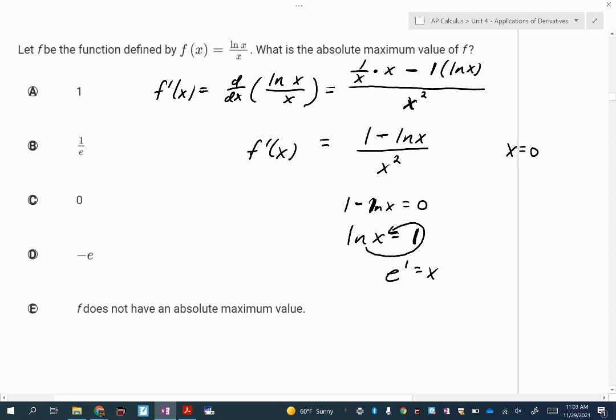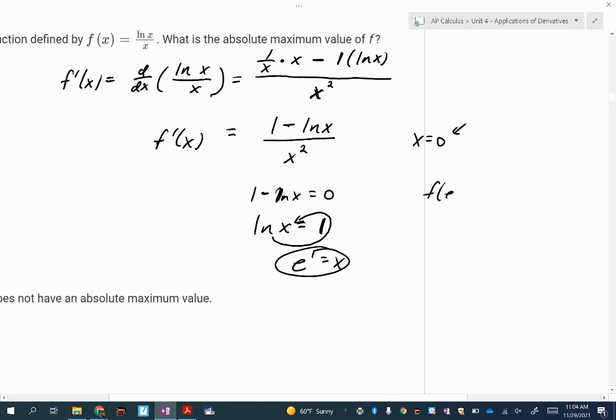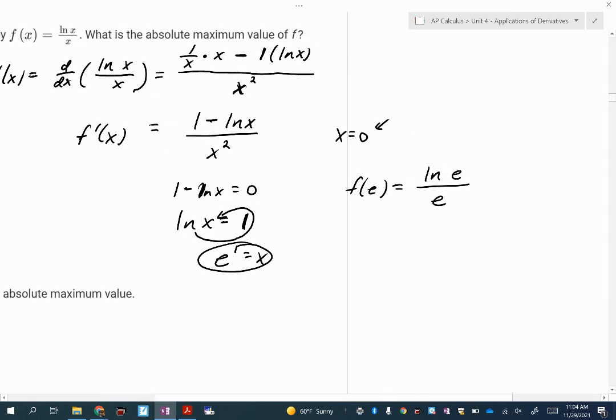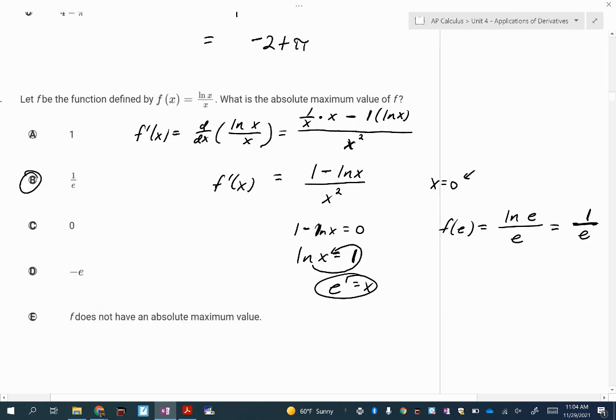So I plug those into the original function to see what happens. Here's the problem about plugging in 0. When you plug in 0 to the original, you just get divided by 0, so that's not going to work. So really it comes down to what happens when I plug in x equals e. I'm going to do f of e, which is the natural log of e over e. The natural log of e is actually 1. So my absolute maximum value has a y value of 1 over e. So the answer is B.